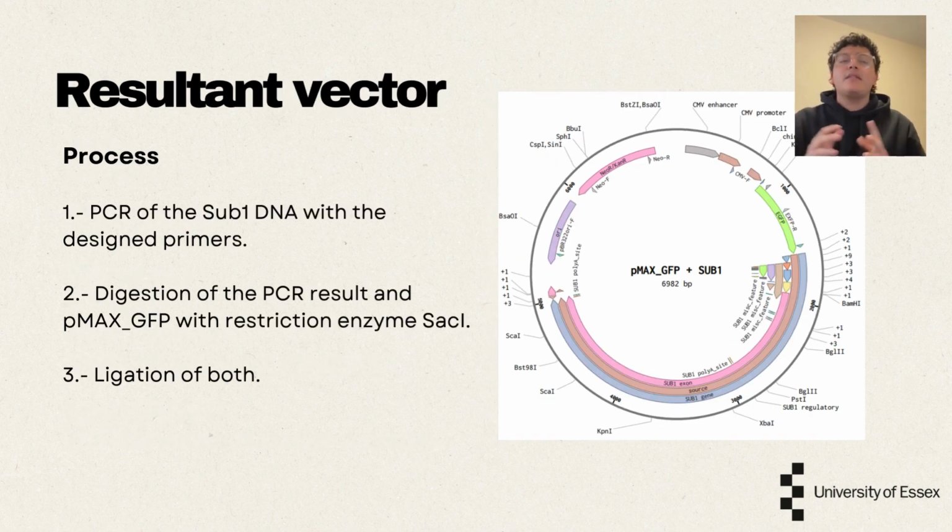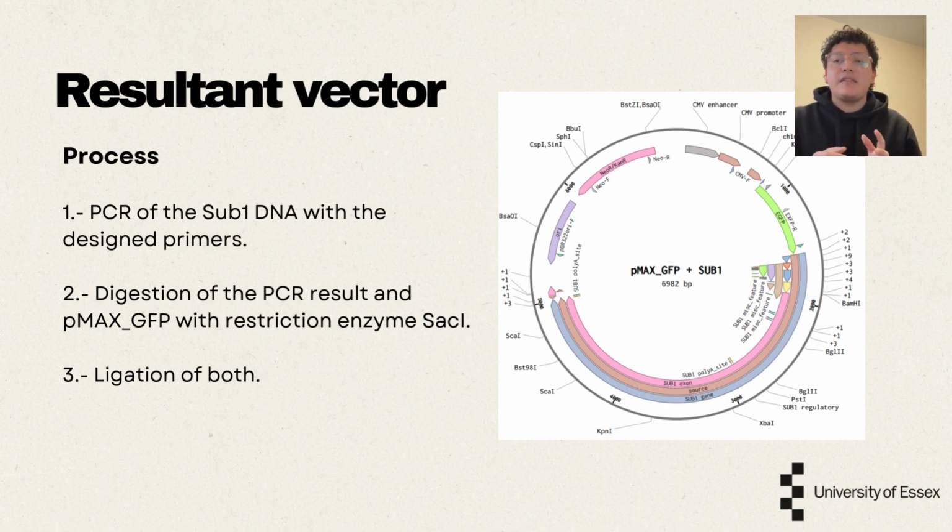In order to obtain the desired vector, we have to perform 3 steps. The first one is the PCR of the SUB1 DNA with the same primers, which have a restriction site for SacI. The second one is the digestion of that PCR result and the pMAX-GFP using the restriction enzyme SacI. And the third one is the ligation of both.